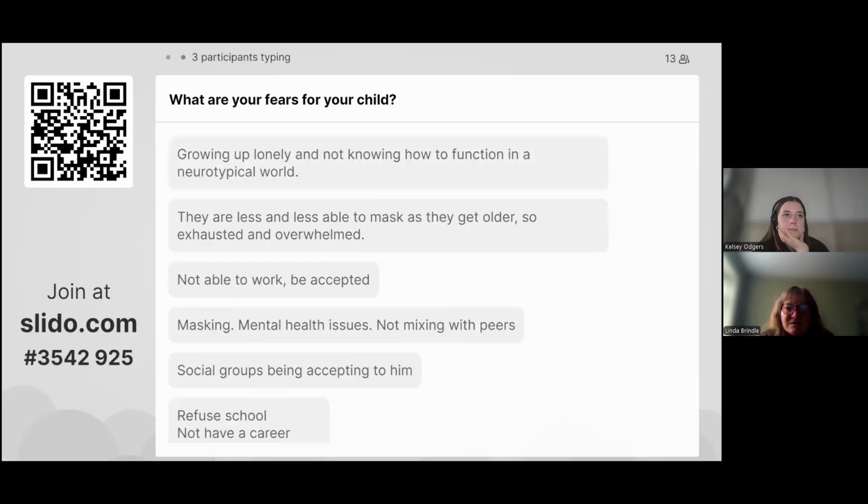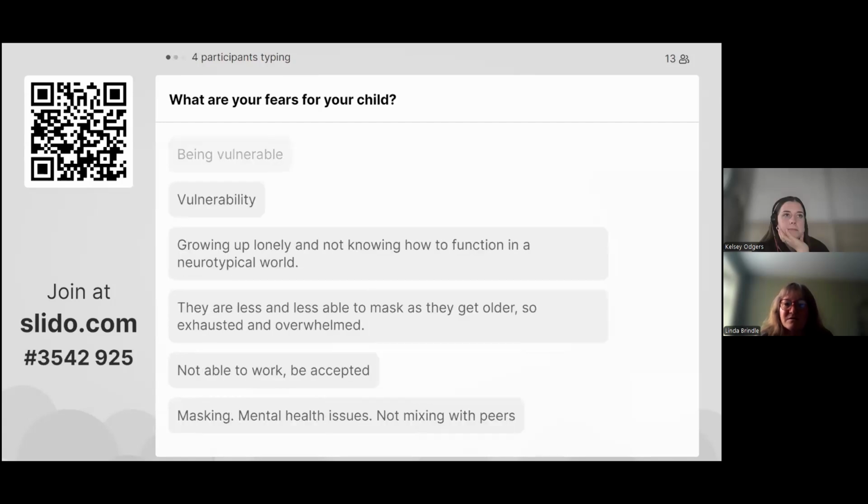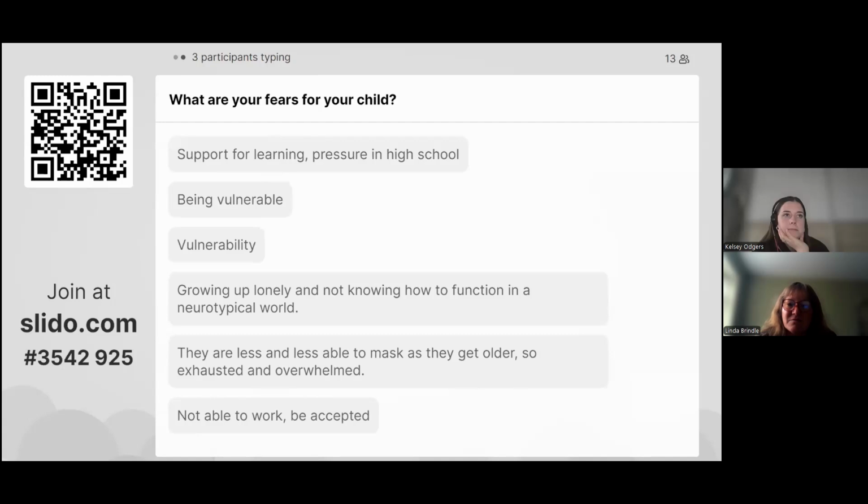Concern around, if they are not at school, the impact on the career. More about social groups accepting, and concern about not being able to work, masking, mental health issues, not mixing. Less and less able to mask as they get older, so that can lead to exhaustion and overwhelm. Being vulnerable, support for learning, pressure in high school.